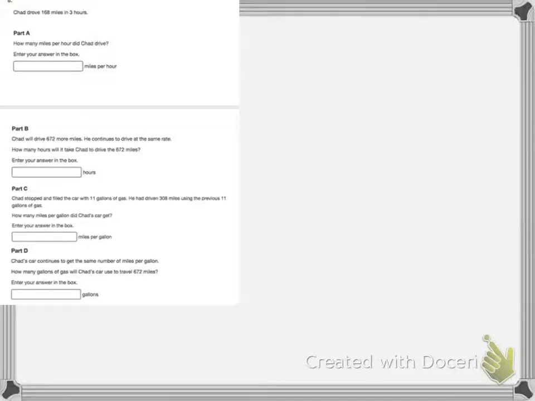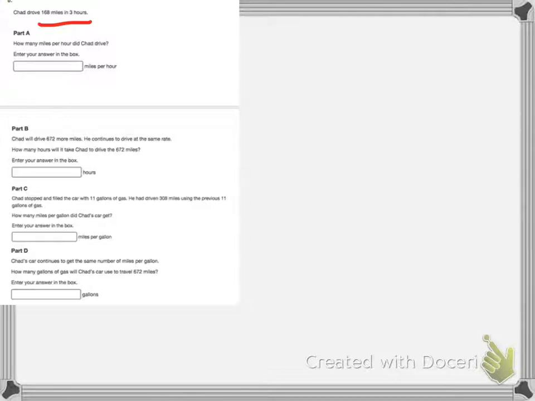Question number 8 tells us that Chad drove 168 miles in 3 hours. Start with part A. How many miles per hour did Chad drive? Whenever you see per hour, per minute, per anything, it means per one. So this is a unit rate question.